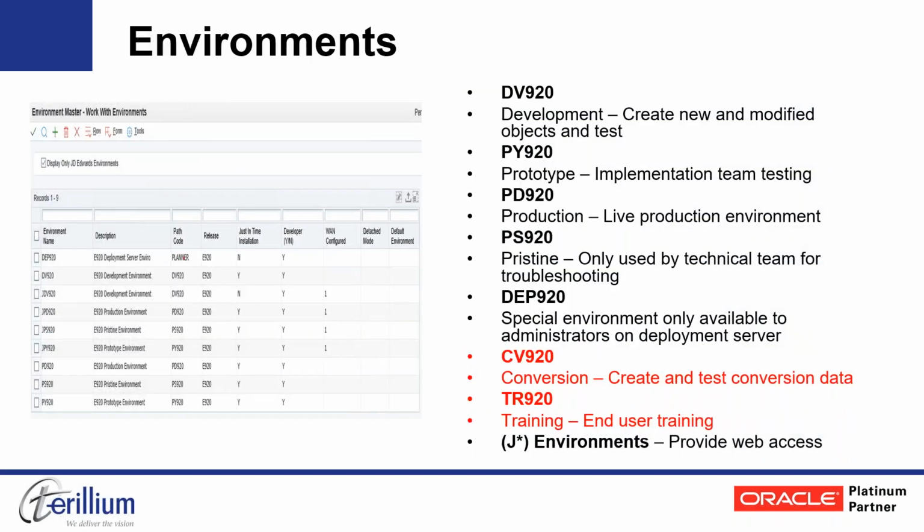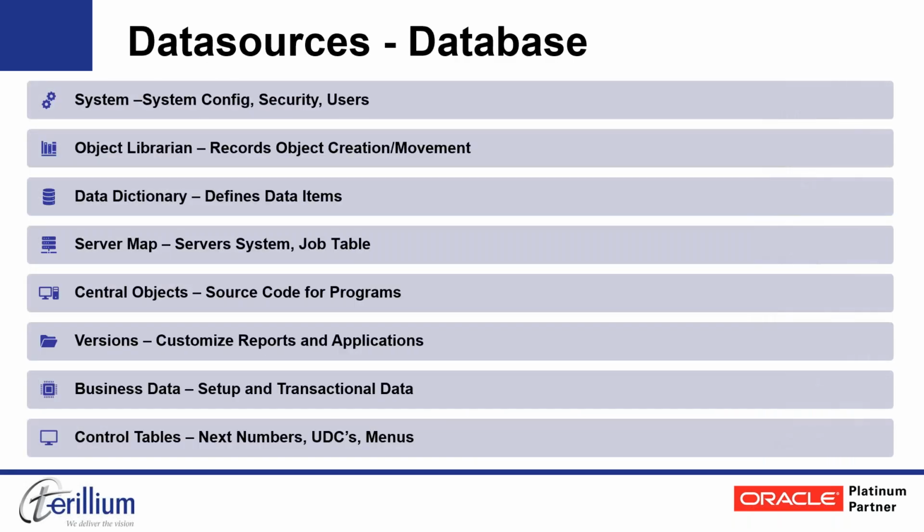Now, your environments are made up of data sources. There are 8 main types of data sources in the system. The first one is the system data source. In the most recent release, it's called System-920. This holds all of the information for your configuration. The path code master and environment master tables we looked at are stored in your system data source, as well as all of your users and your security system. And a data source is basically a collection of tables. That data source is how we find and locate those tables.